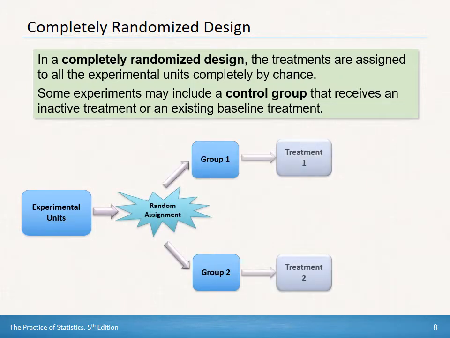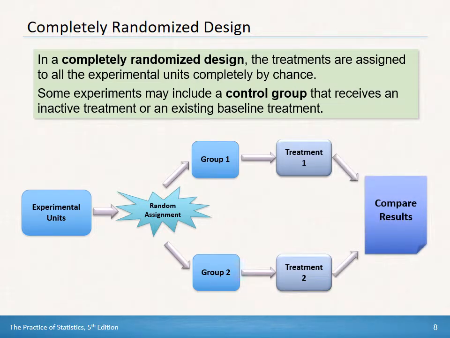So here's just a diagram. Make sure that you draw this on your notes. So we start with our experimental units and we randomly assign them. So here in my diagram, I had my random assignment for group 1 and group 2. Group 1 is going to get treatment 1, group 2 is going to get treatment 2, and then I compare the results to each other. This is just a completely randomized design. Every experimental unit is just randomly assigned to one of the two groups.